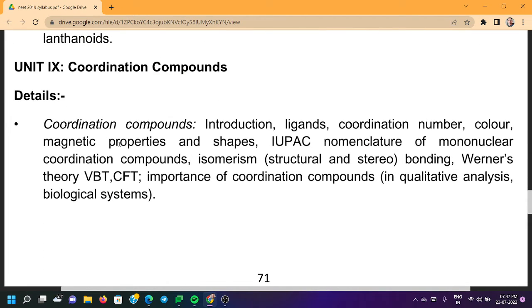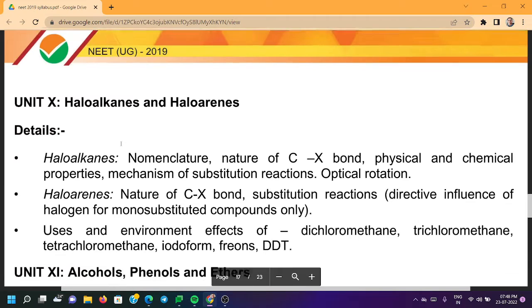Actinoids, electronic configuration, oxidation states, and comparison with lanthanides. Class 12th Chemistry Unit 9 Coordination Compounds. Introduction, ligands, coordination number, color, magnetic properties and shapes, IUPAC nomenclature of mononuclear coordination compounds, isomerism, structural and stereo isomerism, bonding, Werner's theory, VBT, CFT, importance of coordination compounds in qualitative analysis and biological systems.